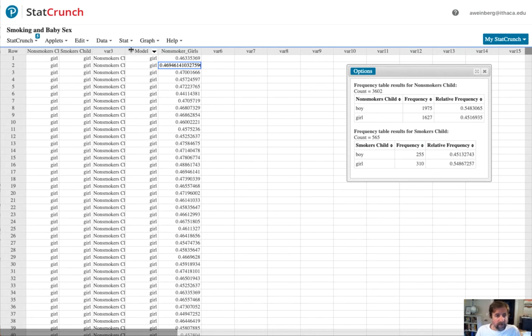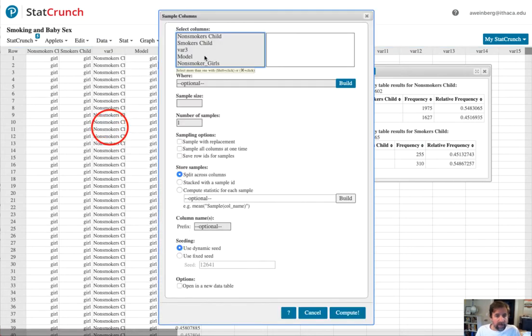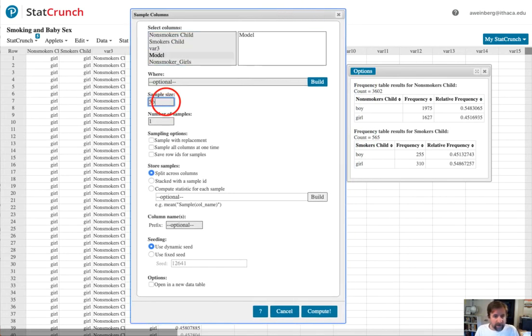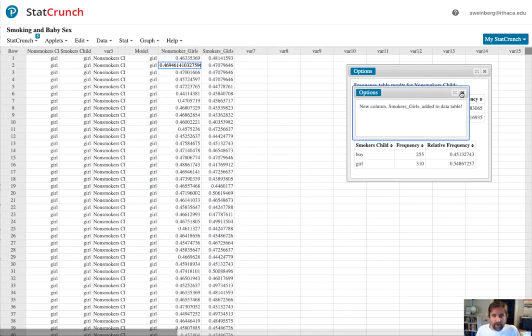Now we're going to do the same thing for smokers. So we go to data, we're going to sample from our model, and now our sample size is going to be 565 to match the smokers. We're going to do 10,000 with replacement, and we're going to add up all of the girls in the model, and instead of dividing by 3,602, we're going to divide by 565 because that's our sample size. And we're going to call this smokers girls. Give this a moment. Okay.